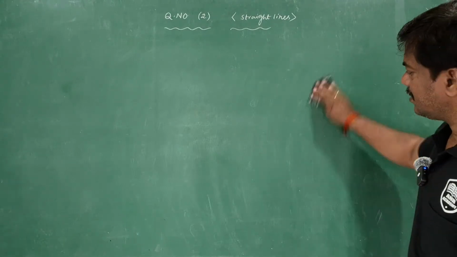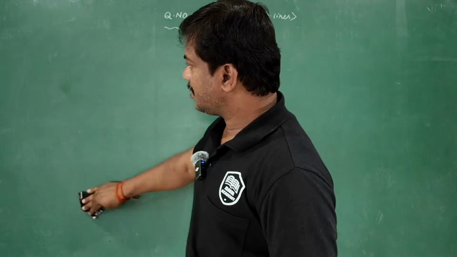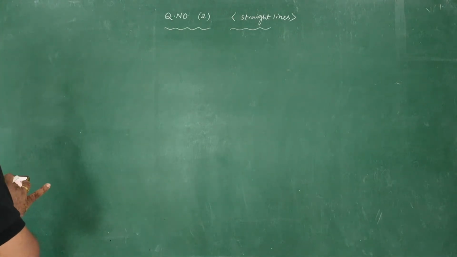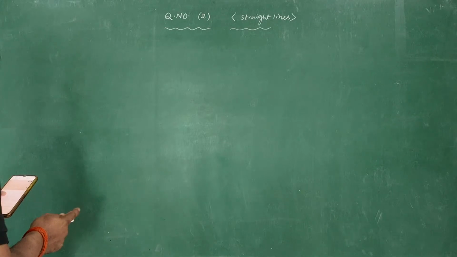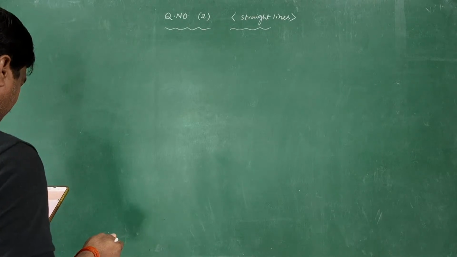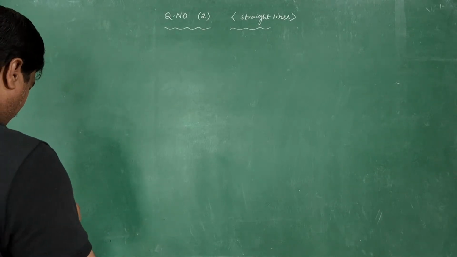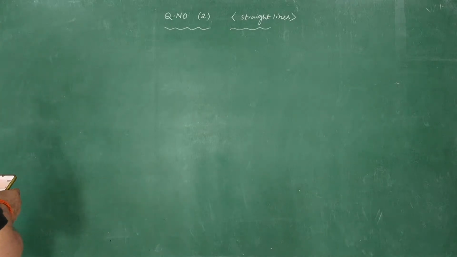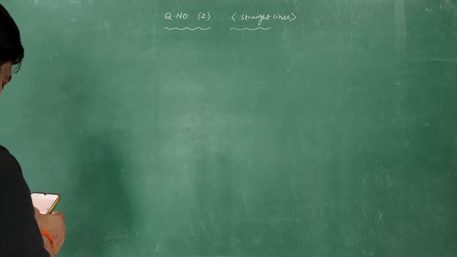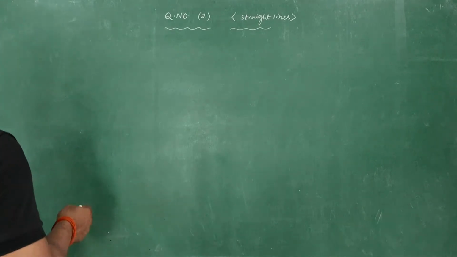Move to the second one. The second question: find the length of the perpendicular drawn from the point given to the following lines. That is the question.